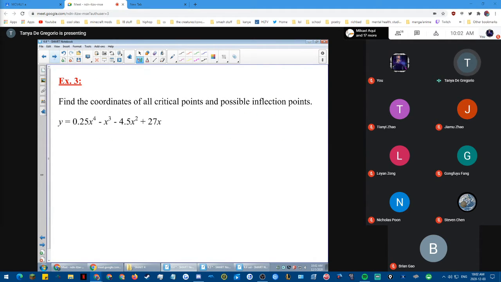Okay, last example, guys, and we're done. I'm getting tired now. Find the coordinates of all critical points and possible inflection points. How about you guys try this one, and then we'll pick it up.